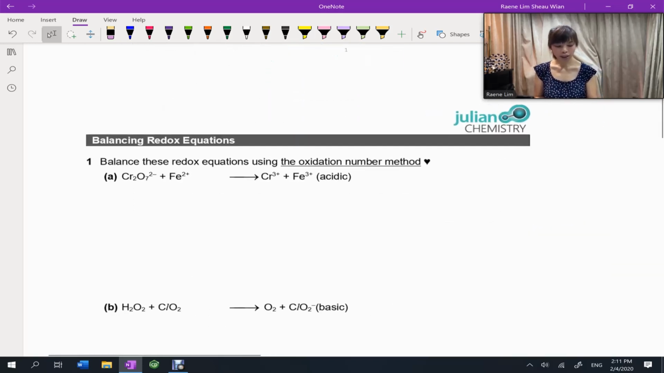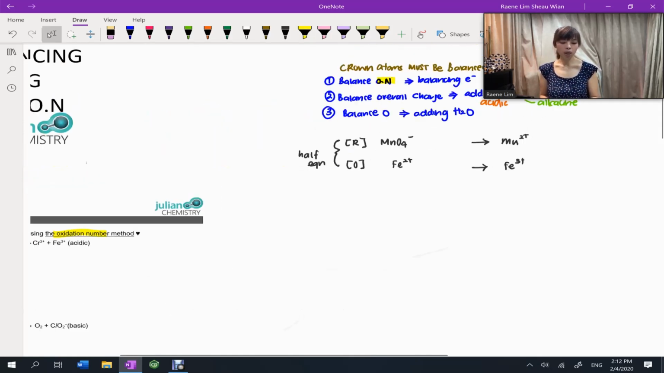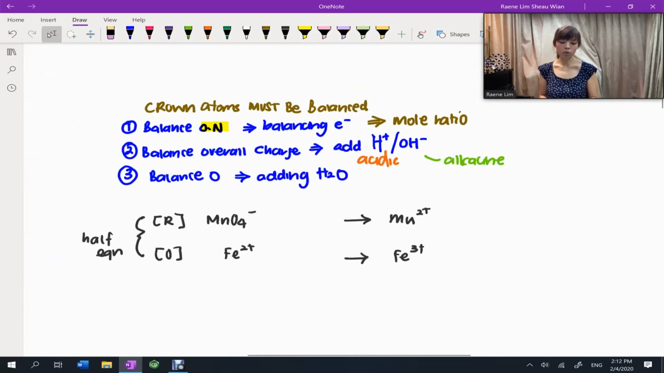Now I personally prefer the oxidation number method. This is the reason why. A redox equation is all about the transfer of electrons between the two crown atoms, and the electrons transferred basically control the mole ratio between the two crown atoms. If we can work out the mole ratio of the crown atoms right at the first step, that will let us get the mole ratio as soon as possible.